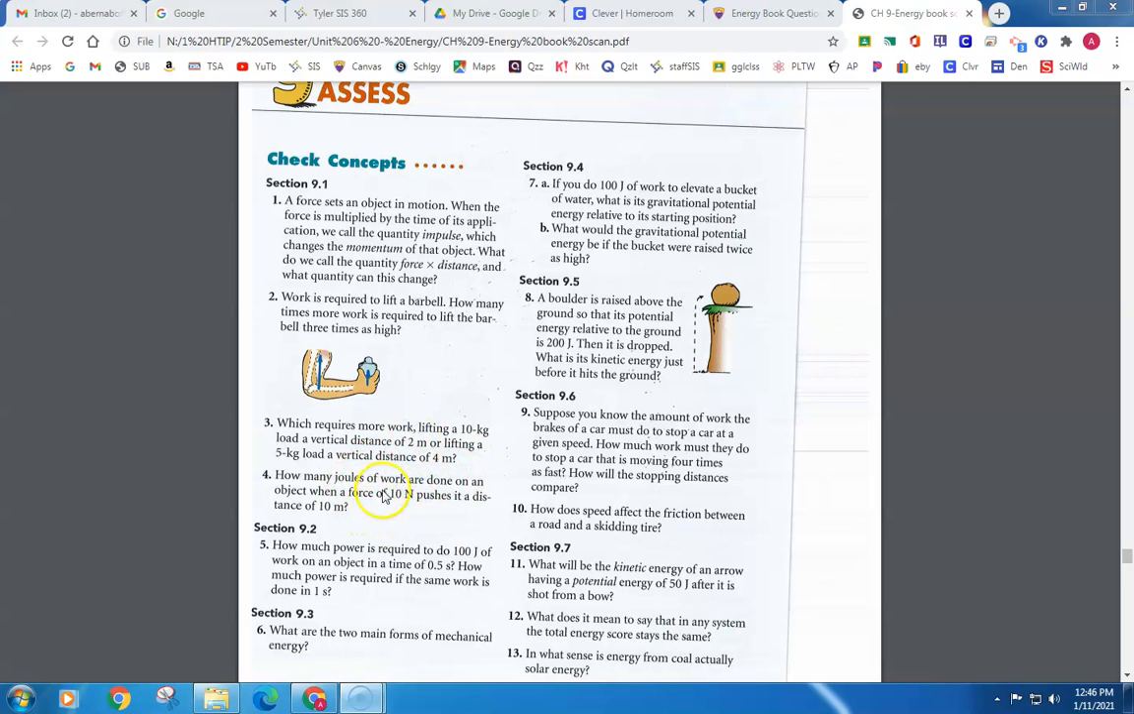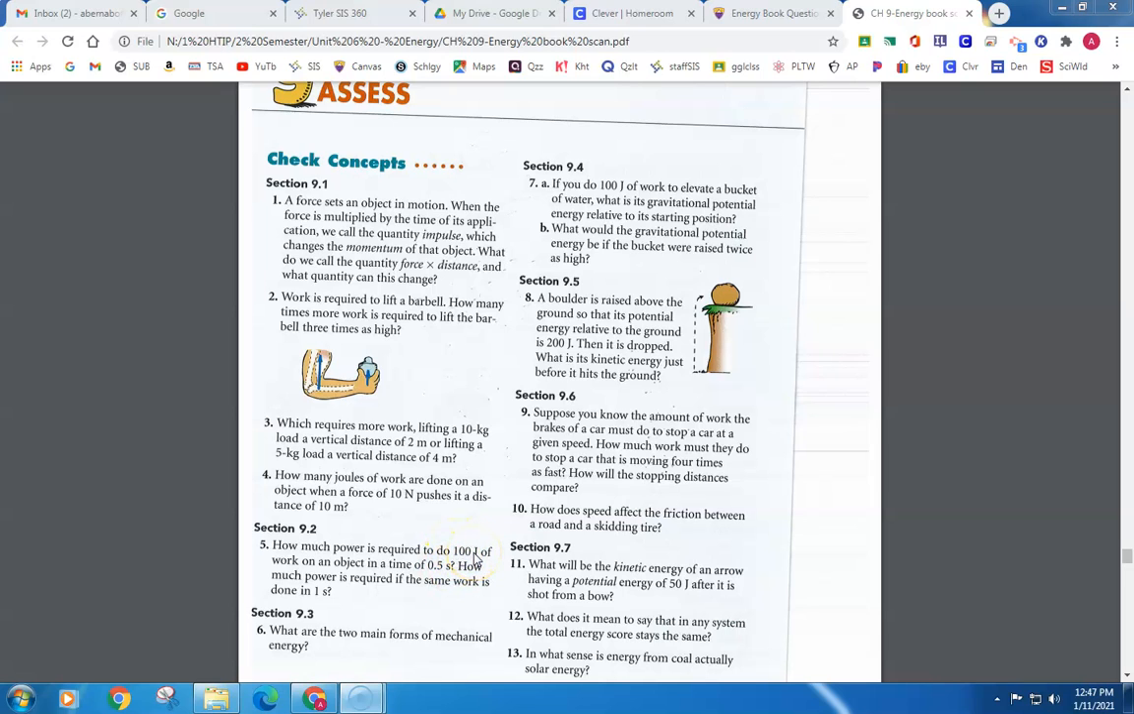Number 4, how many joules of work are done on an object when a force of 100 newtons pushes it a distance of 10 meters? So 10 times 10, force times distance gives you 100 newton meters or 100 joules. Number 5, how much power is required to do 100 joules of work in a time of 0.5 seconds? That is 200 watts. And how much power is required to do the same amount of work in 1 second? Well, that is 100 watts.